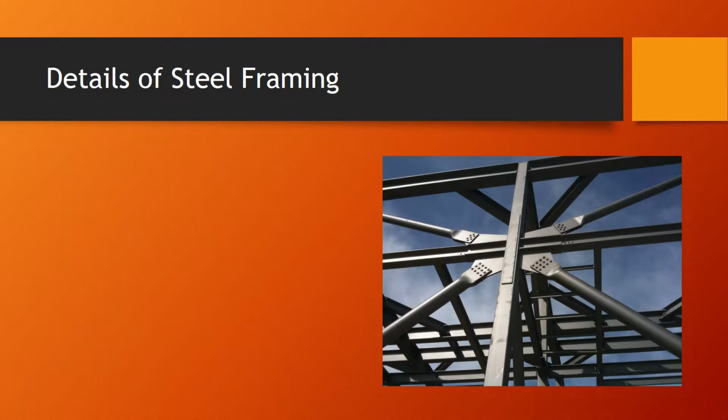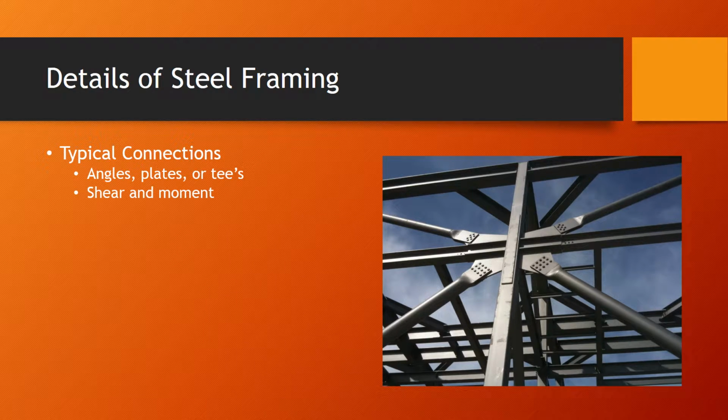Details of steel framing. Typical connections. Most steel frame connections use angles, plates, or tees as transitional pieces between members. The joining connection between the web of the beam and the member is called a shear connection because it resists shearing forces. The joining connection between the flange and the member is called a moment connection, which resists bending forces.